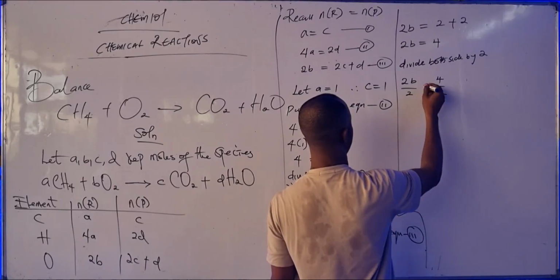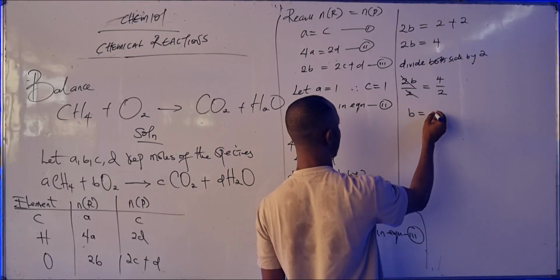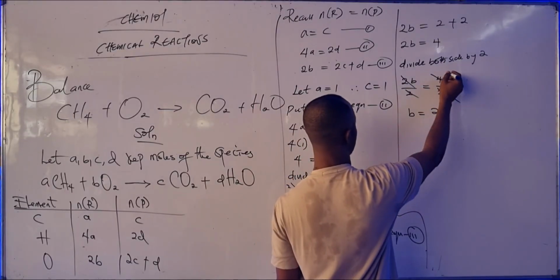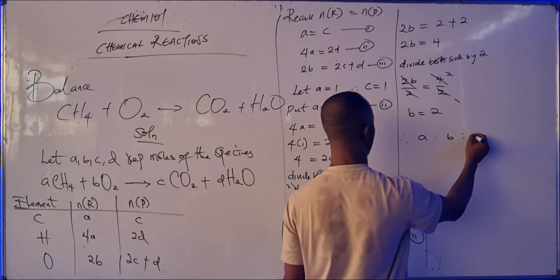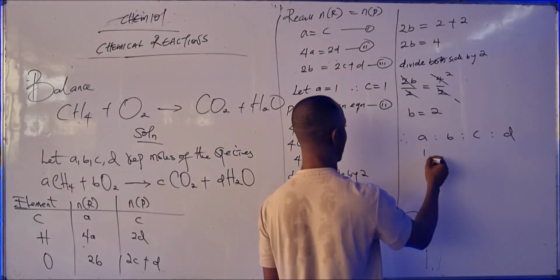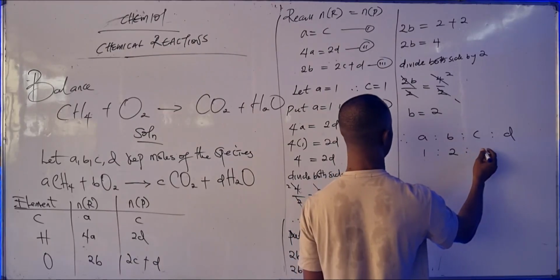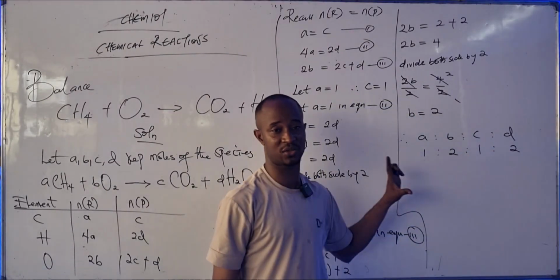Are you there? So here we have 2, we cancel 2, right? So what's that B? 2, because 2 in 4 is 2. Therefore, the ratio A to B to C to D: what's A? 1. What's B? 2. What's C? 1. What's D? 2. In this case, there's no fraction.